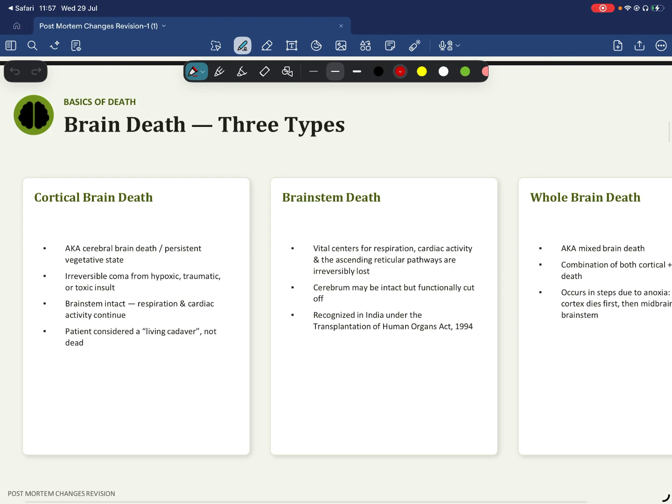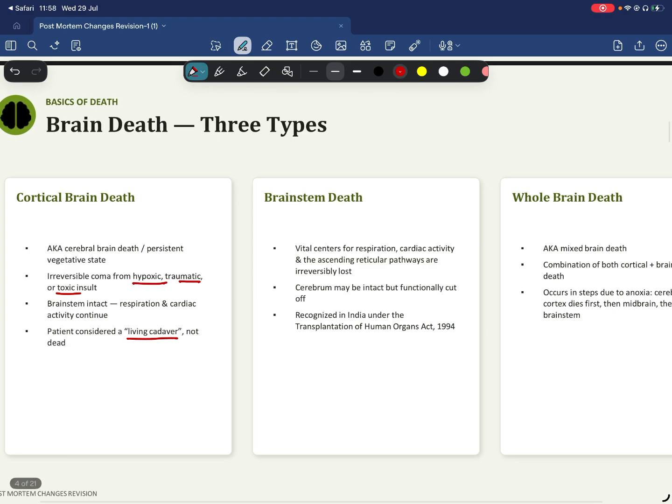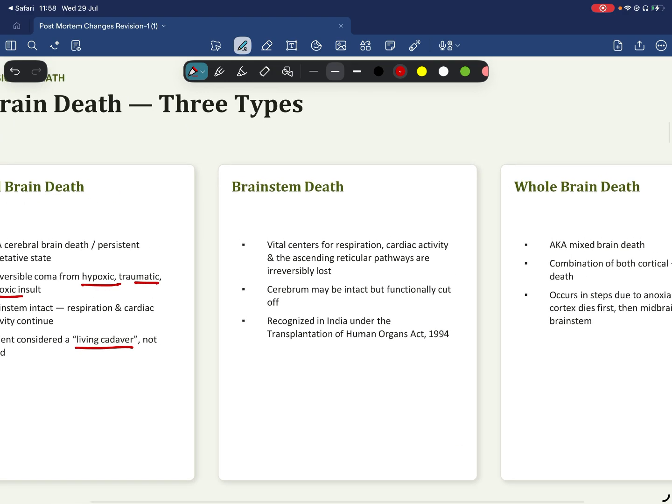Cortical brain death is also called cerebral brain death or persistent vegetative state. There is irreversible coma resulting from hypoxic, traumatic, or toxic insult. The brainstem is intact, that is, respiration and cardiac activity continue, and the patient is considered as a living cadaver, that is, he is not dead. Brainstem death, in this, vital centers for respiration, cardiac activity, and ascending reticular pathways are lost. The cerebrum may be intact, but functionally it is cut off. It is recognized in India under Transplantation and Human Organ Act of 1994.